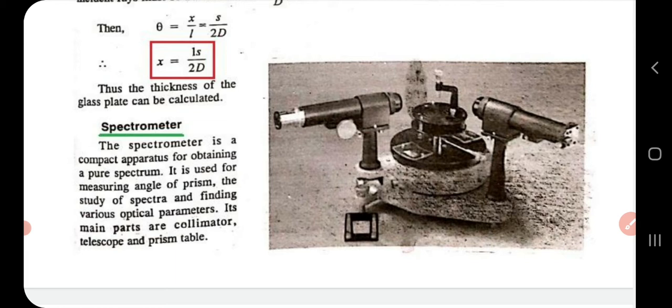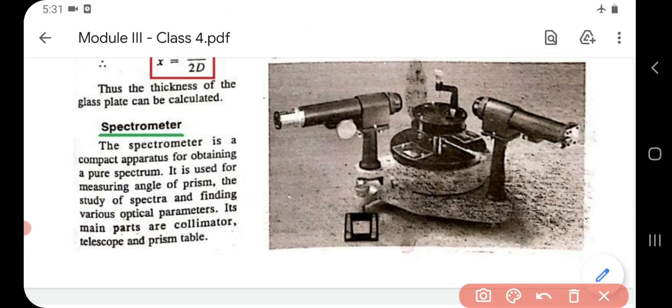This spectrometer is a compact apparatus for obtaining a pure spectrum. It is used for measuring the angle of a prism, the study of spectra and finding various optical parameters. Its main parts are the collimator, telescope and prism table. See, I will just show you which are they. This is a prism table where you mount the prism, or where you place the prism. This is the telescope. This is called the collimator.